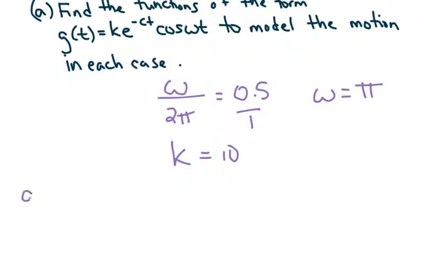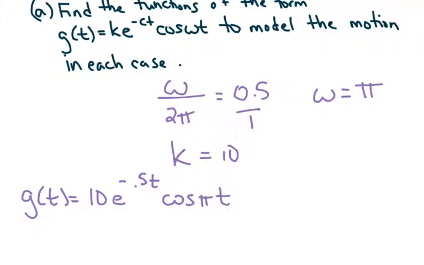So one of the equations is going to be g of t is equal to 10 e to the negative 0.5 t cosine of pi t. And the other equation is going to be g of t is equal to 10 e raised to the negative 0.1 t cosine of pi t.